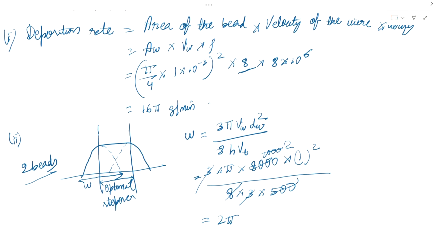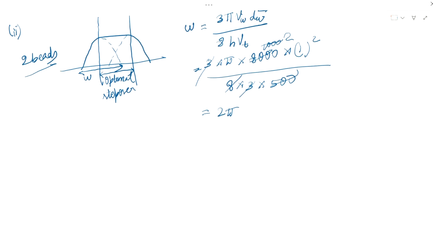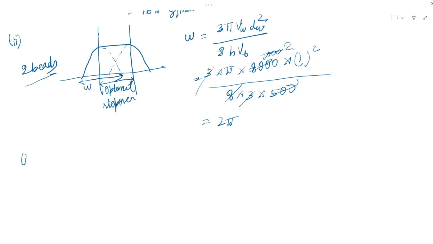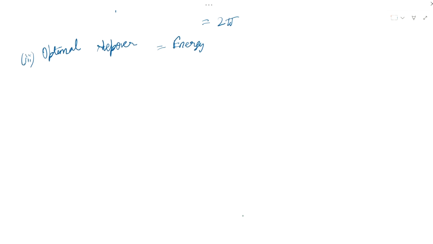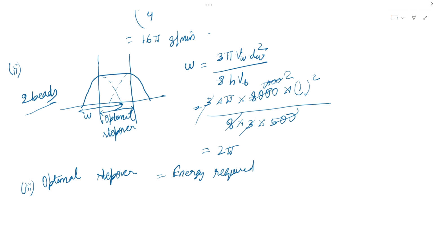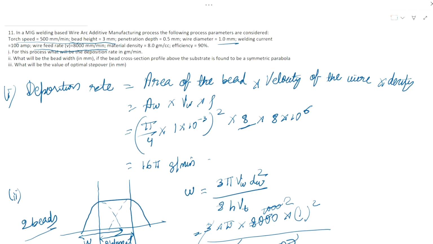Now next is asked for optimal step over. Now for optimal step over we have P is equal to 2 by 3 W, 2 by 3 into 2 pi is equal to 4 pi by 3. So this is the solution for this.